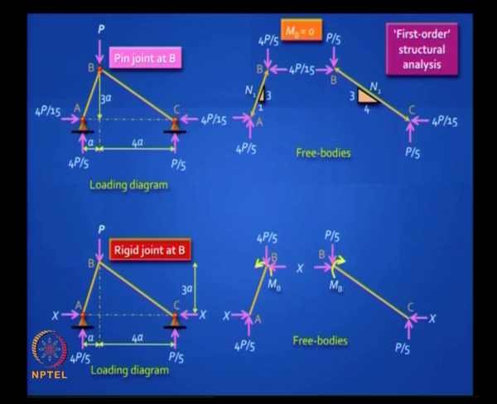I have shown here sagging. Will this work? No. Why won't it work? 90 degrees will be. No, that is not the reason. Why won't sagging moment work?